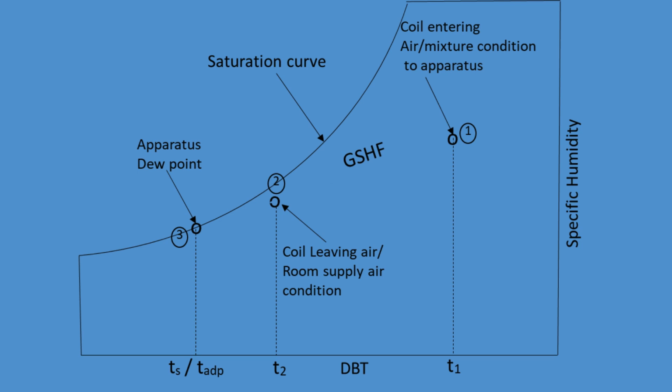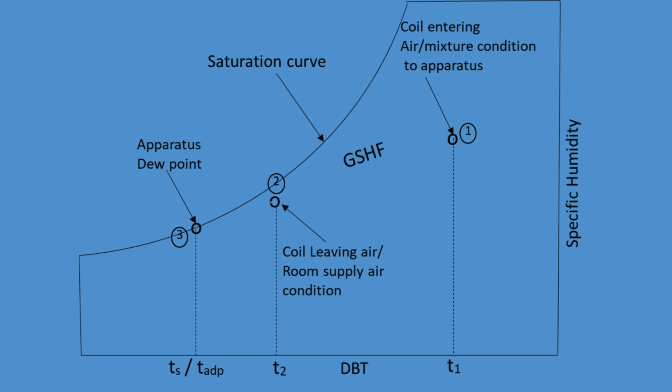Calculation. ADP is calculated using psychrometric charts, which relate temperature, humidity, and other properties of air. HVAC engineers use these charts to determine the ADP by knowing the entering air conditions, temperature and humidity, and the desired leaving air conditions.